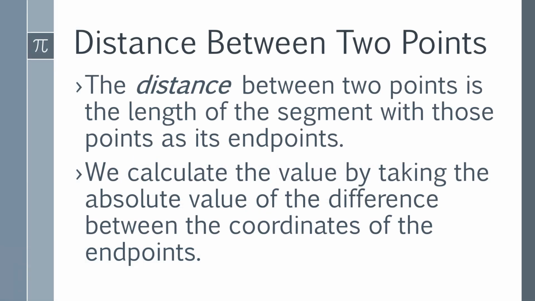Okay, so the distance between 2 points is the length of the segment with those points as its endpoints. So we calculate the value of this by taking the absolute value of the difference between the coordinates of the endpoints. The reason we use absolute value is that it's always positive. Distance is always a positive number. So we're going to take those values.